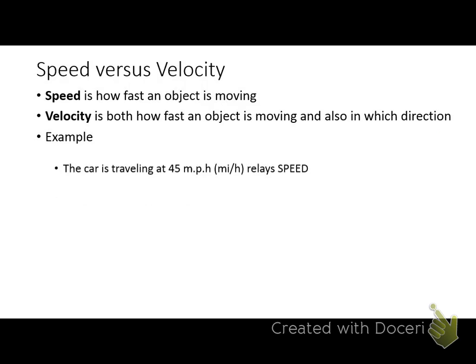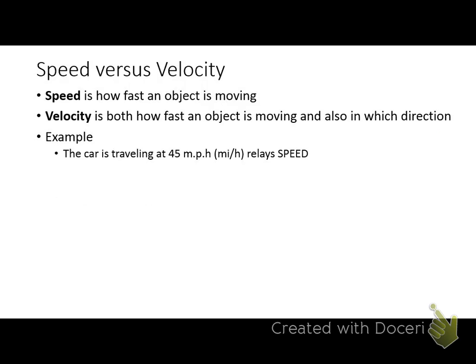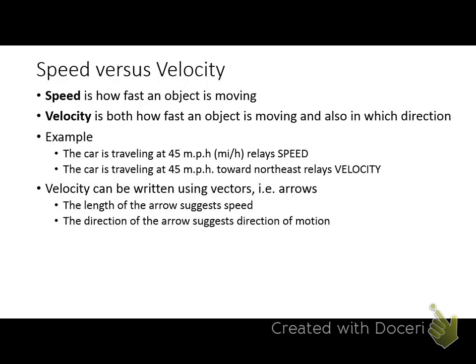Okay, so for instance, we have a couple of examples here. A car that is tootling down the road. You could say its speed is 45 miles per hour. If you wanted to complete that thought with its velocity, you'd also have to give direction. So we could say it's going 45 miles per hour toward the northeast. So we have given the direction. So now that's a velocity.